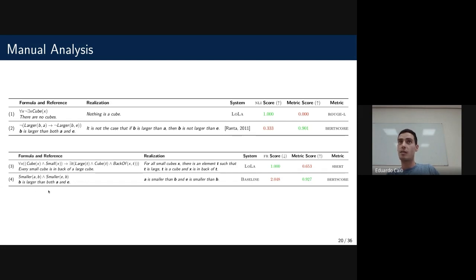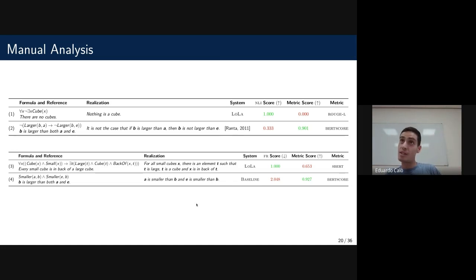And the same goes here for number 4. B is larger than both A and E versus A is smaller than B and E is smaller than B. Humans consider this realization as not fluent, because of course this could be better realized as A is smaller than B, and so A and D are smaller than B, for example. So fluency was ranked quite low, while the metric score, in this case BERTScore, was rated very high.